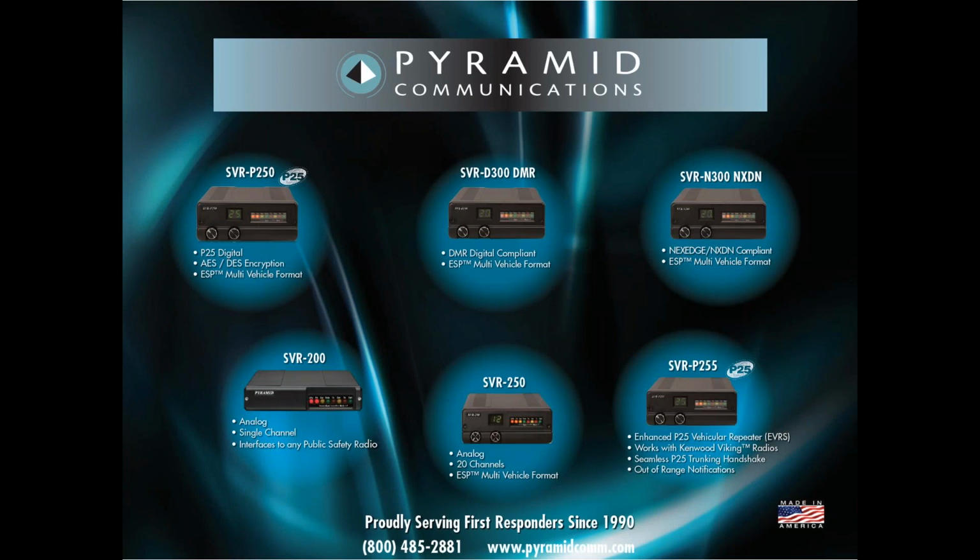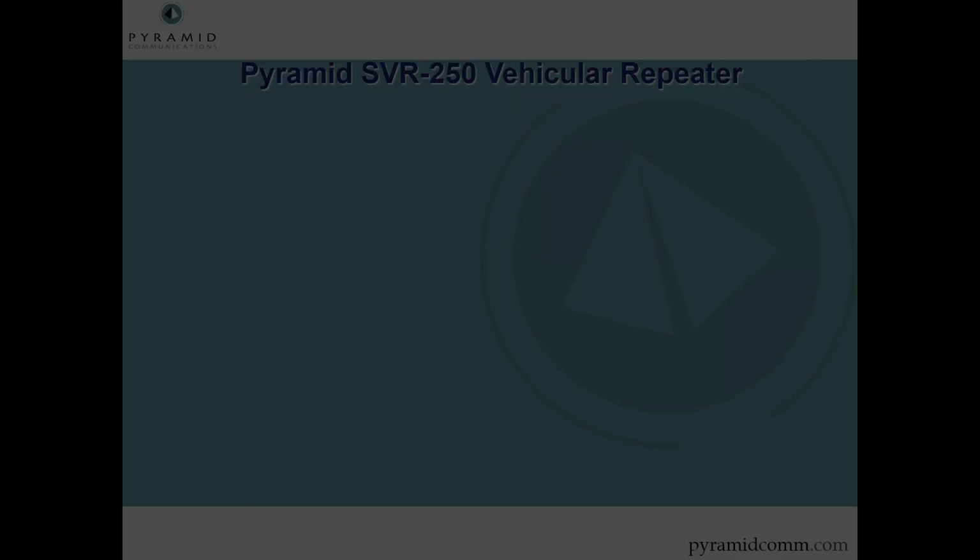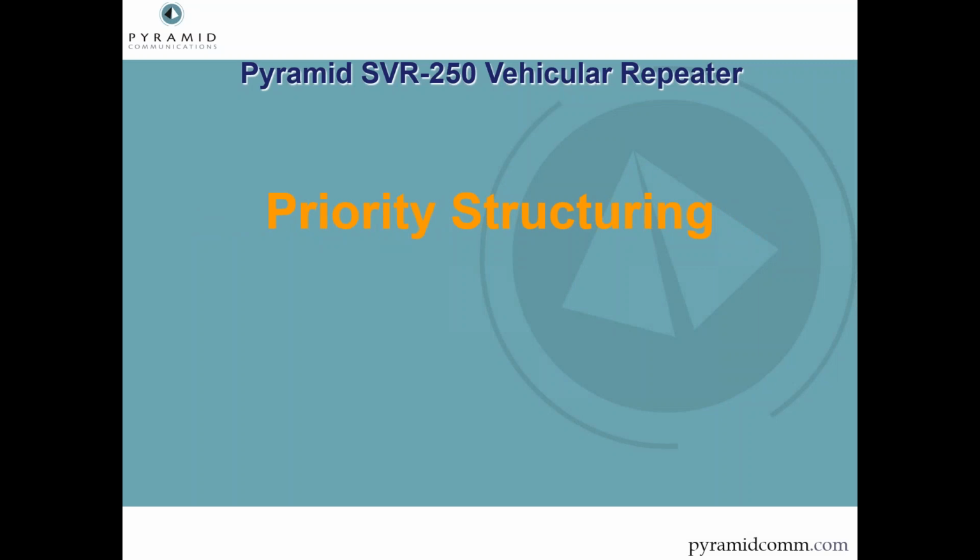Today we're going to take a few minutes just to get into the details of Pyramid's multi-vehicle priority structure, which is used on all of our vehicular repeaters. So no matter if you're using an SVR 200, 250, P250, P255, DMR, or NXDN version vehicular repeaters, the basic rules of this priority structure tutorial that we're going to go through today apply to all of these products. All right, so let's get started.